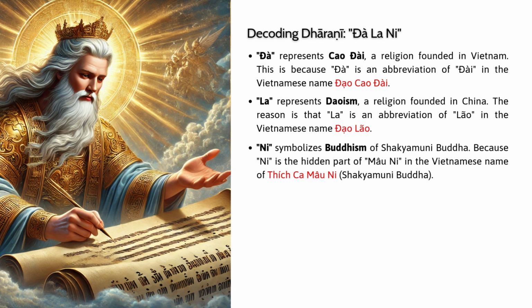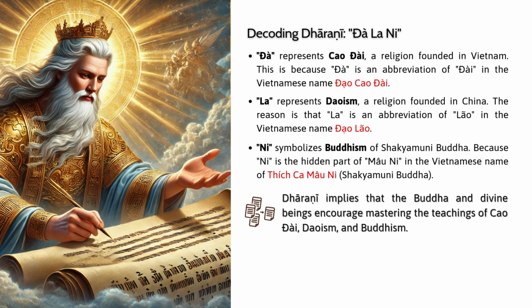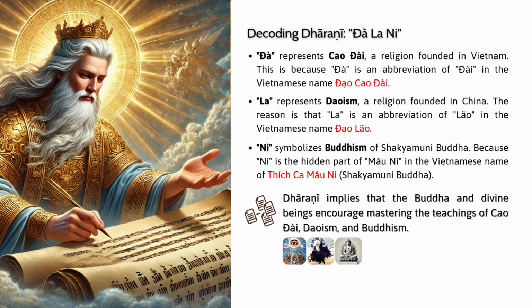The word Ni symbolizes Buddhism of Shakyamuni Buddha. Ni is the hidden part of Mao Ni in the Vietnamese name of Shakyamuni Buddha, Thích Mao Ni. Thus, Dhāraṇī implies that the Buddha and the divine beings encourage sentient beings to master the teachings of the three religions, Cao Dai, Taoism, and Buddhism.